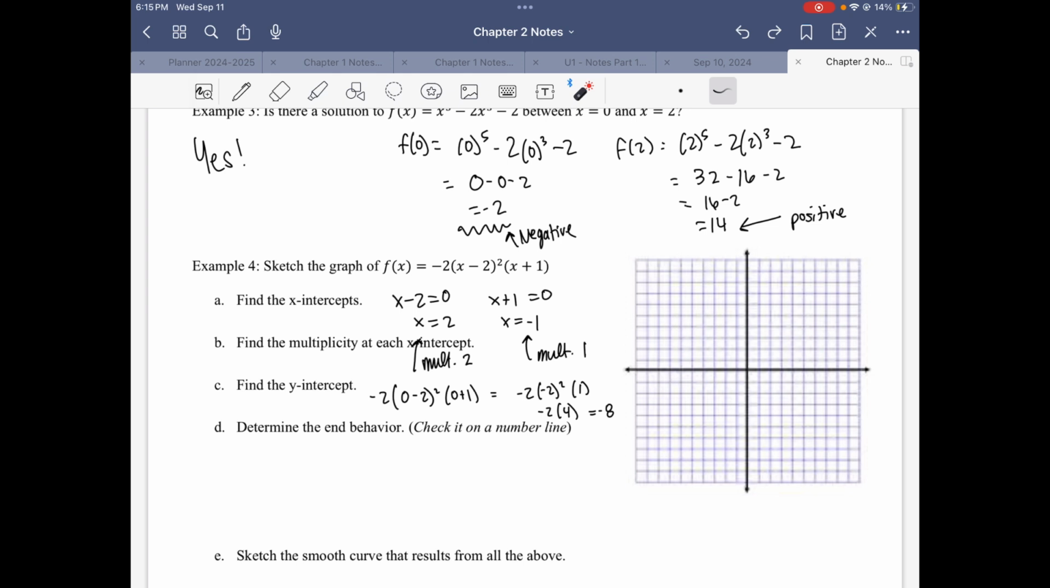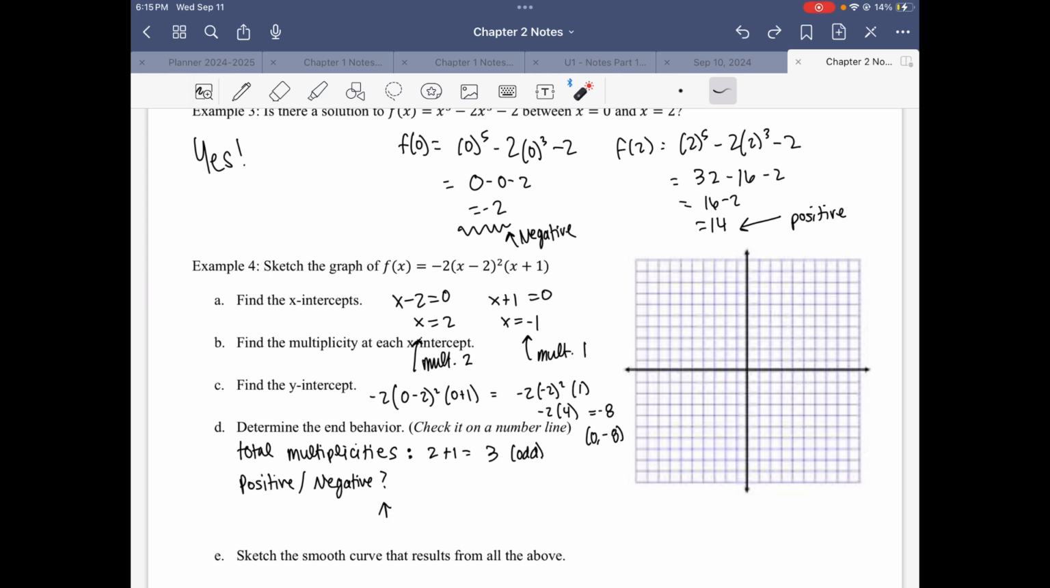Okay. So then it wants us to also determine the end behavior. Well, the degree is going to be all of your multiplicities totaled. So your total multiplicities, we have a point that has the multiplicity of 2 and a point that has the multiplicity of 1. Together that makes 3, which tells us that this is an odd degreed polynomial.